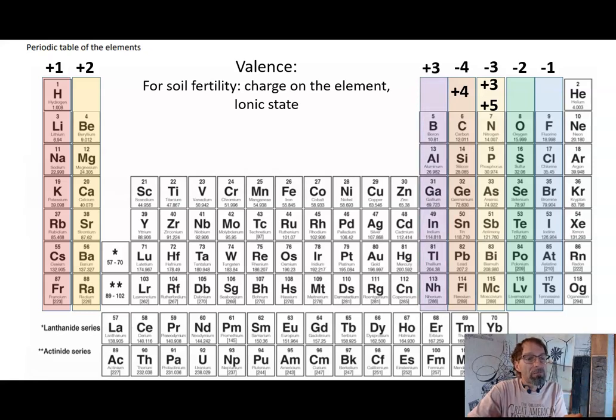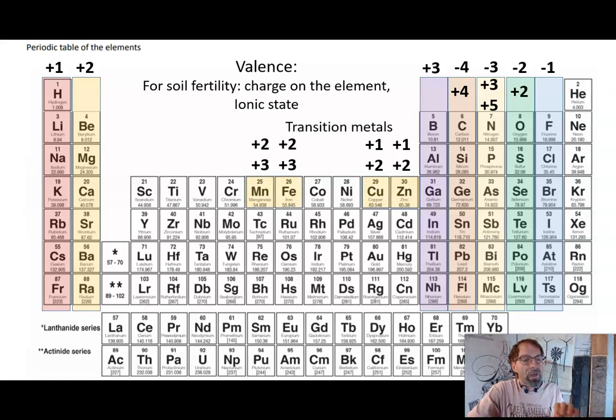We have this column, +3, so they're acting like a trivalent cation. We have these in the middle. We call them transition metals, so they can exist also at multiple valences in the soil.